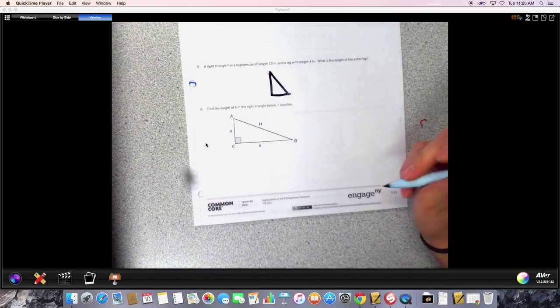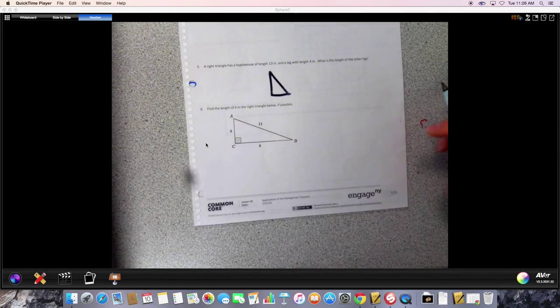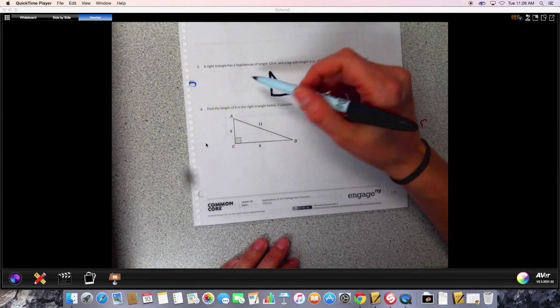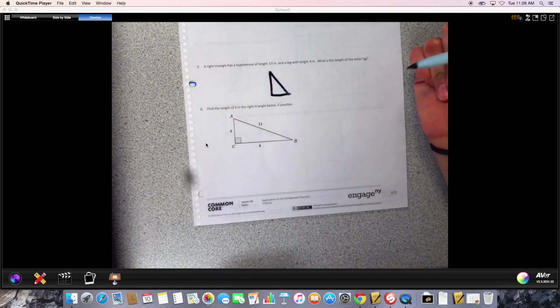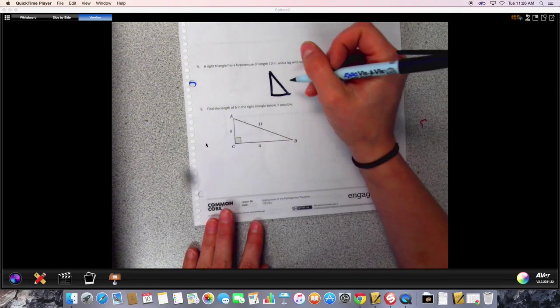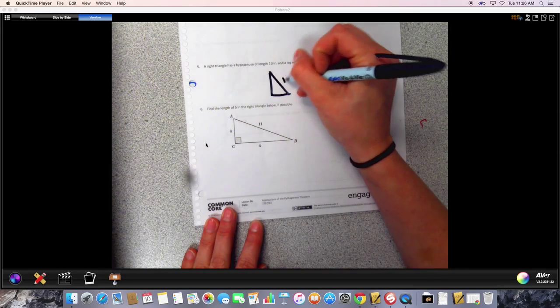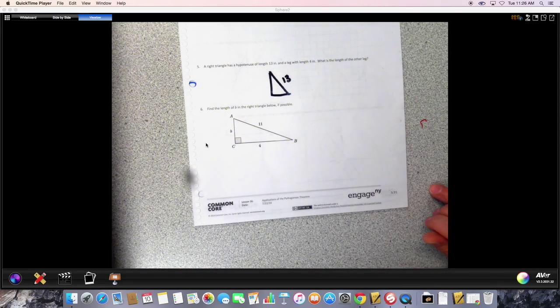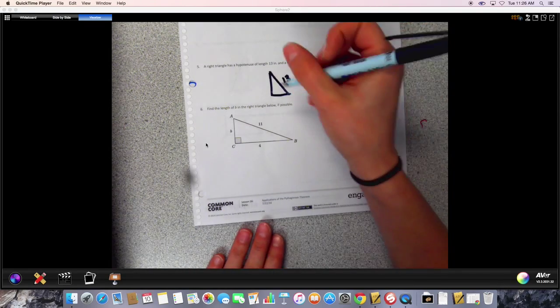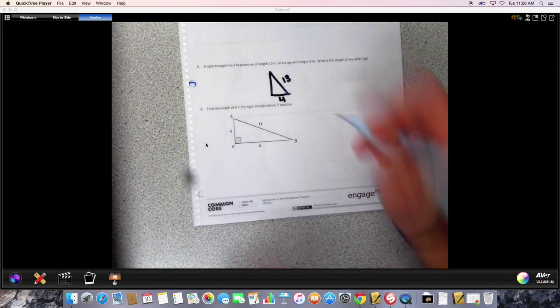Okay. And here's where you need to know the vocabulary. It says it has a hypotenuse of length 13 inches, and we learned earlier that the hypotenuse is the longest side, so this side must be 13 inches, and a leg with 4. I'm going to make it here. You could have done either one.